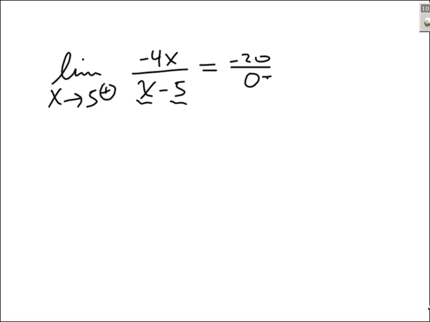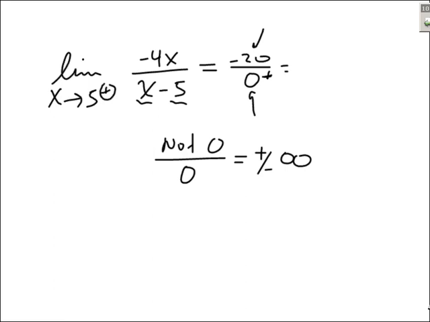What you need to remember is not 0 over 0. For these problems, it's either plus or minus infinity. So I have not 0 on top, I have 0 on the bottom. It's going to be one of those two answers. Which one? Well, the top number is clearly negative. It's negative 20. And the bottom number is more than 0. It's positive. Negative over positive is negative.